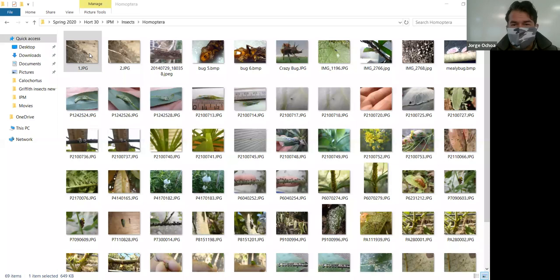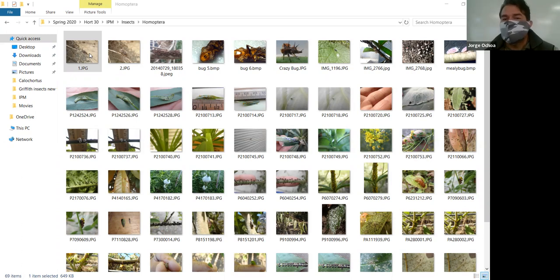Let me go back here. And this is when they're feeding. You can see their mouthpart in this one that is inserted into the plant. When they feed, they kind of raise their lower body so that they can extract the sap. So that's when they're feeding.